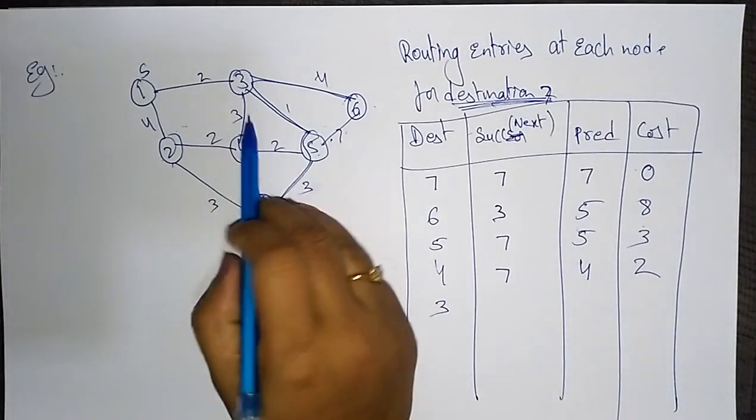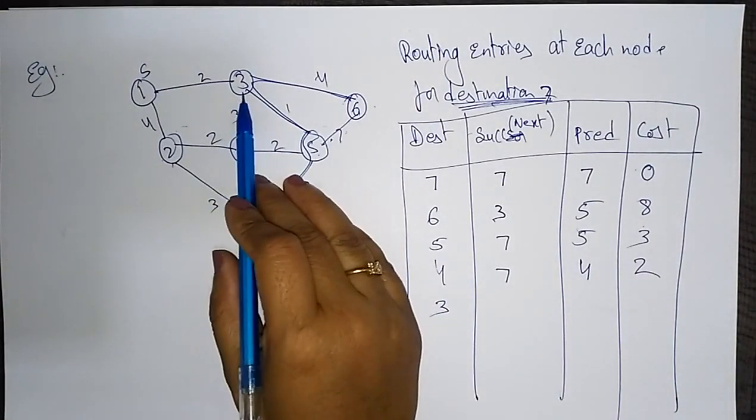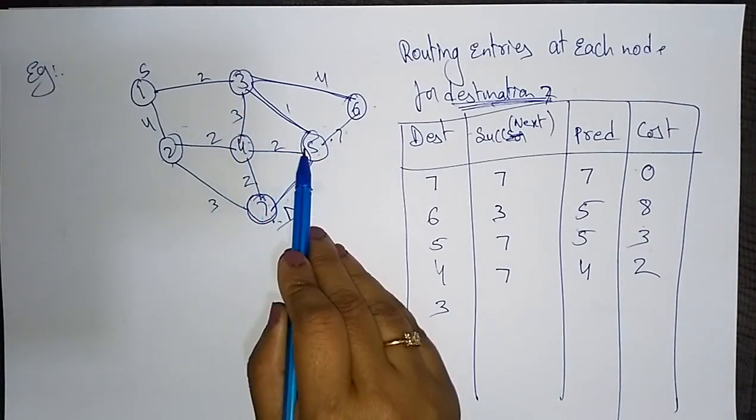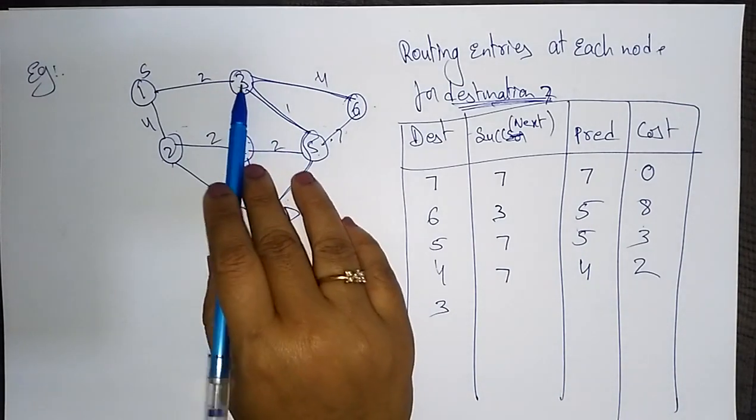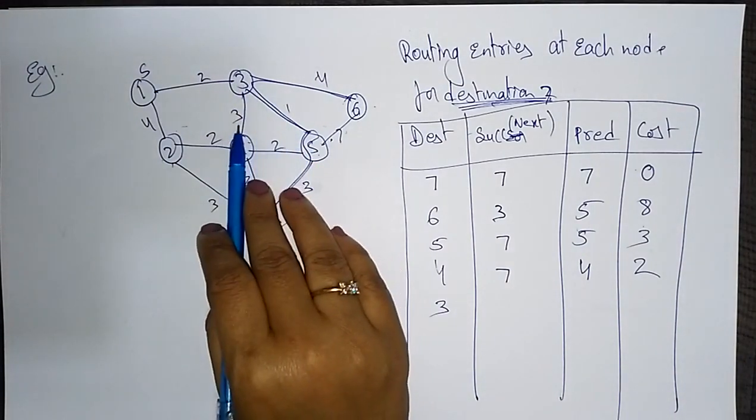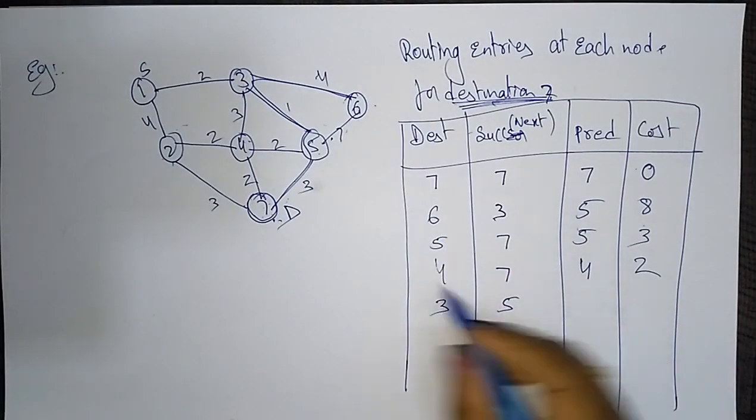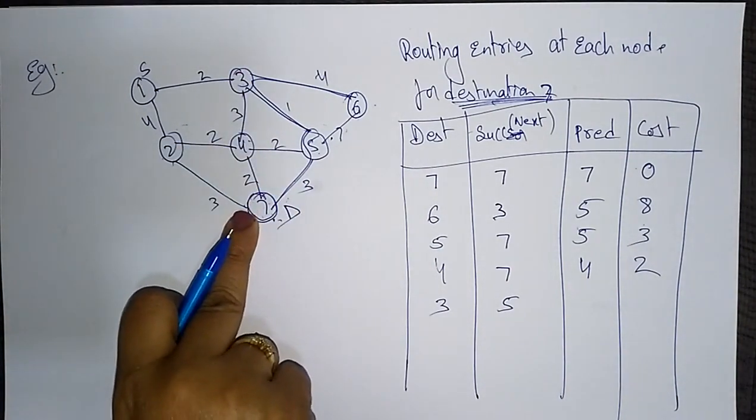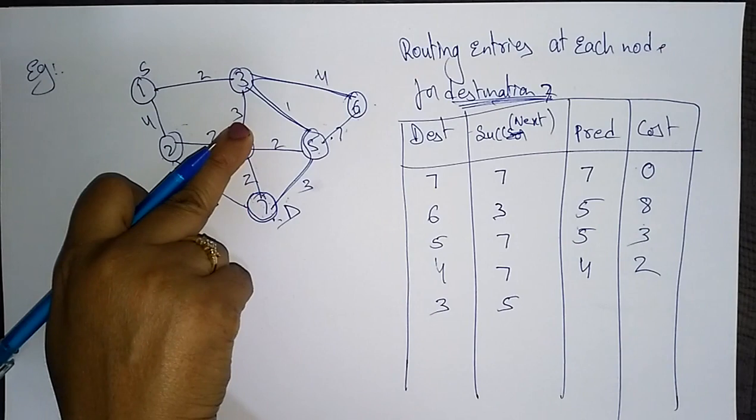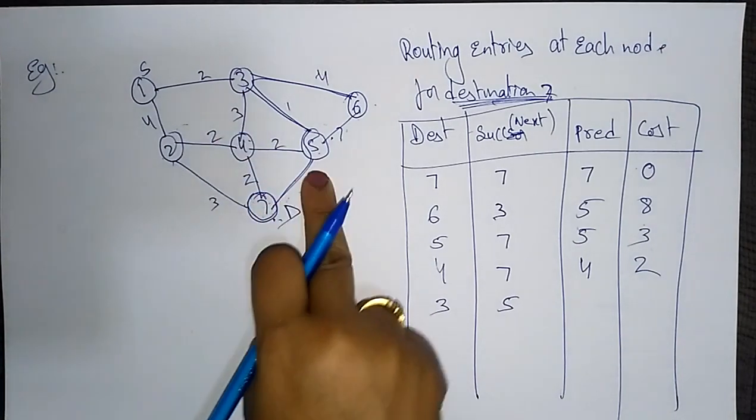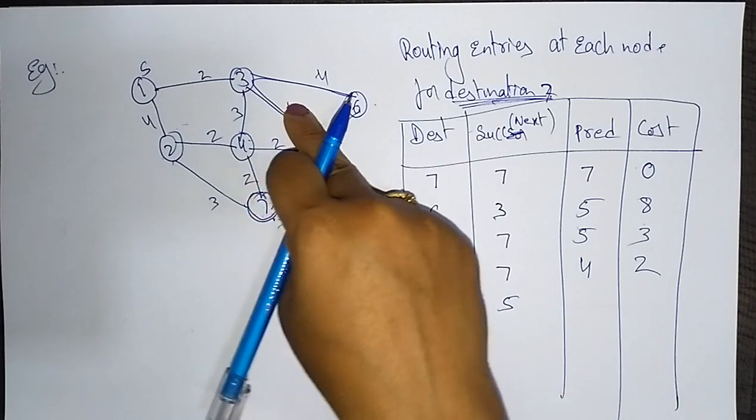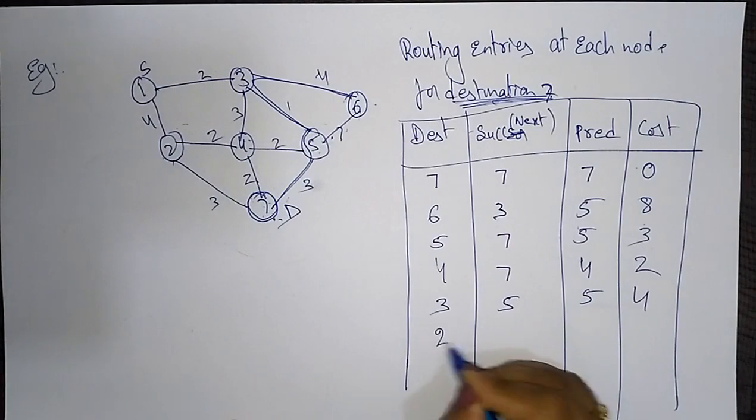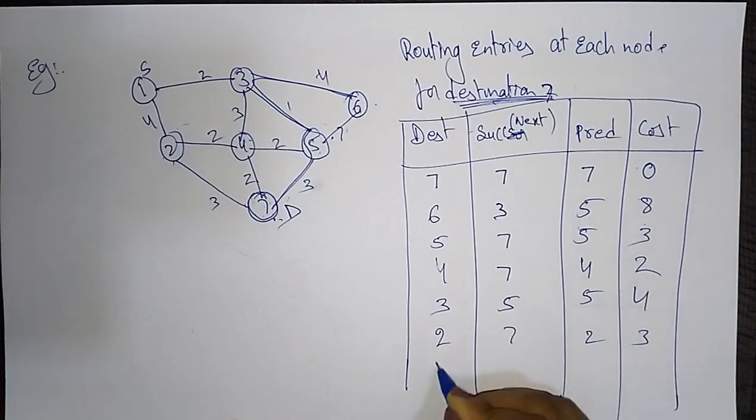If you take 3, what is the successor, the next node? I have to take 4 or 5. You have to take 5 because the cost of the distance from 3 to 5 is 1, but here it is 3. So you take the successor as 5, and the predecessor, from where it comes. Here it is 2 plus 3, 5, and if you come like this, 3 plus 1, 4. So better take 5 as the successor, and the cost is 4. In that way you need to calculate each and every node.